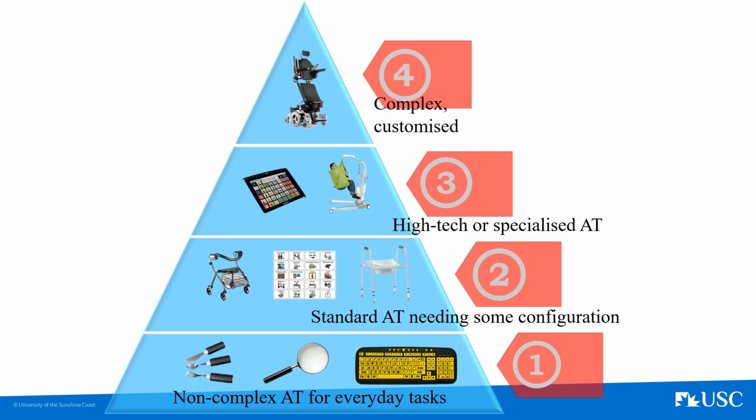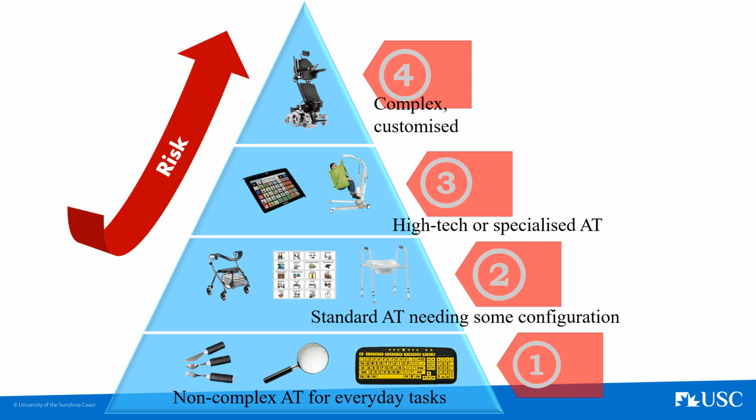So this idea of considering different levels of technology in terms of their complexity, as well as including their risk. As something becomes more complex, it often has an associated risk. So if you get a level 1 device wrong, there's no major risk involved. If you give someone the wrong fork, they might not be able to eat. If you give someone the wrong type of powered wheelchair, they might end up falling out of the chair and having some serious damage or possibly even death.